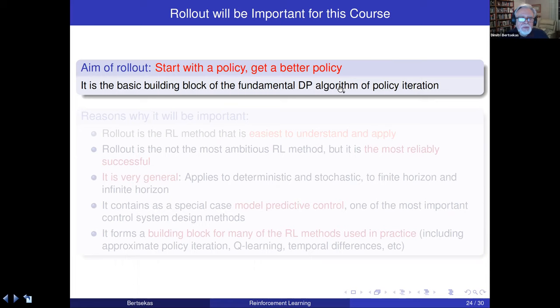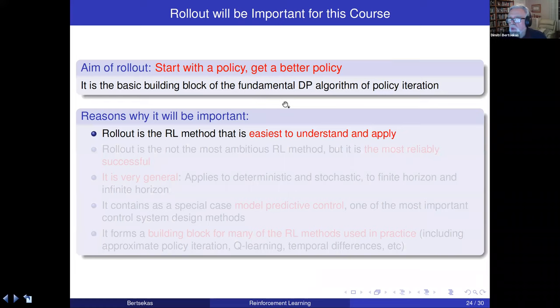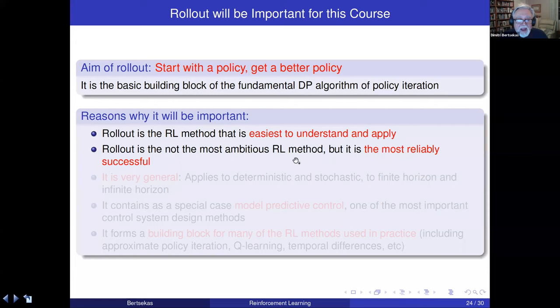Okay, here are some of the reasons why we pay so much attention to it. Rollout is by far the reinforcement learning method that is the most reliable. And it's also relatively easy to understand. And also it's very easy to apply. If you have a base policy, it's a very simple programming exercise to write a rollout program for it. It's not the most ambitious method, but it has been successful and reliably so.